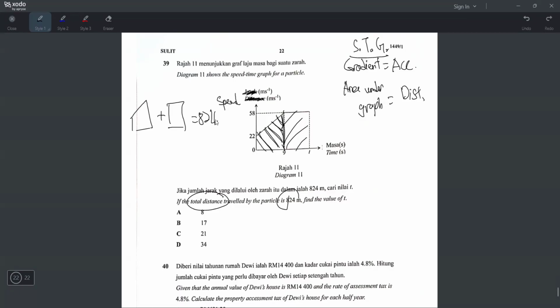A trapezium and a rectangle. How to find area of trapezium? 1/2 times (a plus b) times c, right? And a and b will be the parallel sides. So it will be 22 plus 58, right? And then times with this side here. So the side here is 9.